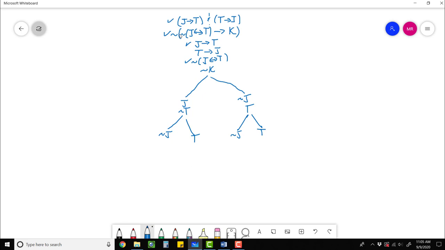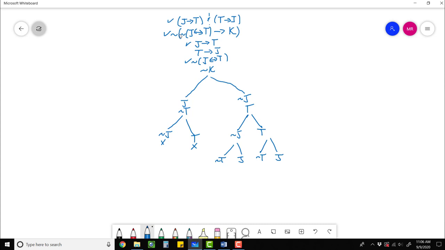Now look for contradictions. We've got not J contradicting J. We've got T contradicting not T. We've got not J contradicting nothing. But we've got T, and we've got T contradicting nothing either. Okay, so then we just go back to our last undischarged formula, if T then J. And again, it has to be under both of these open branches. So not T or J, not T or J. Check for contradiction.